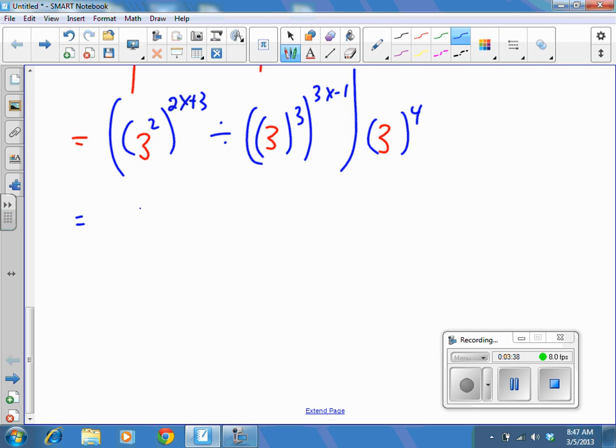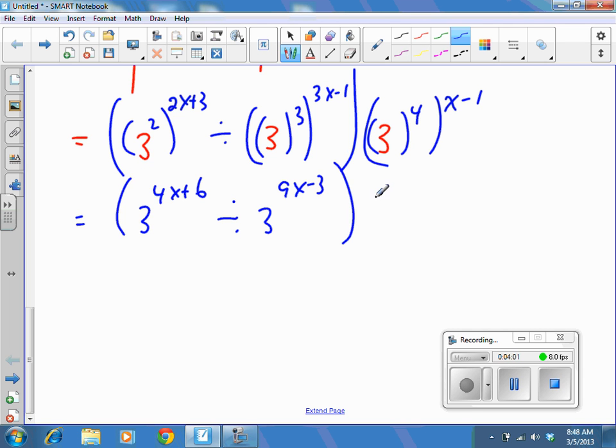Power through, so you get 3 to the power of 4x plus 6, divided by 3 to the power of 9x minus 3, times 81 to the power of x minus 1, which becomes 3 to the power of 4x minus 4. All right, now the bases are all the same. And once the bases are the same, you can use your laws of exponents.